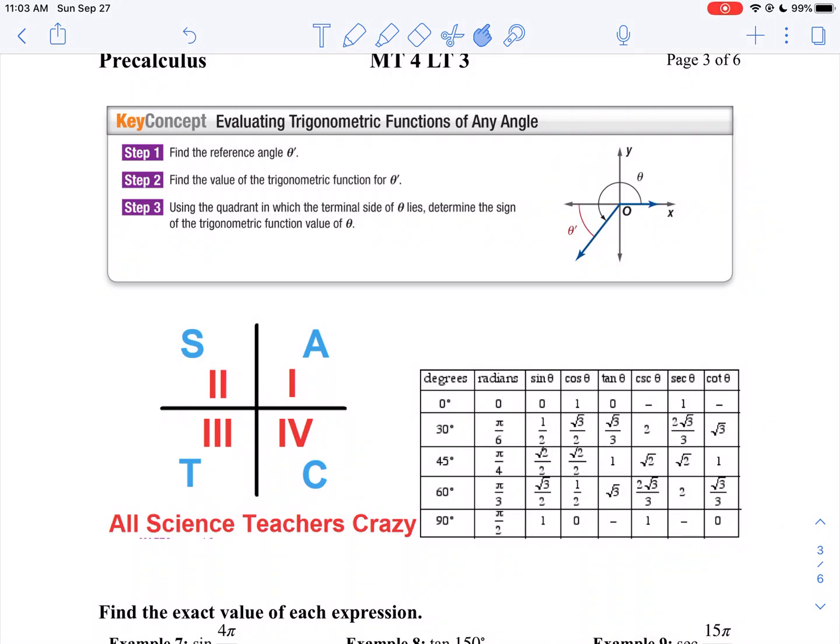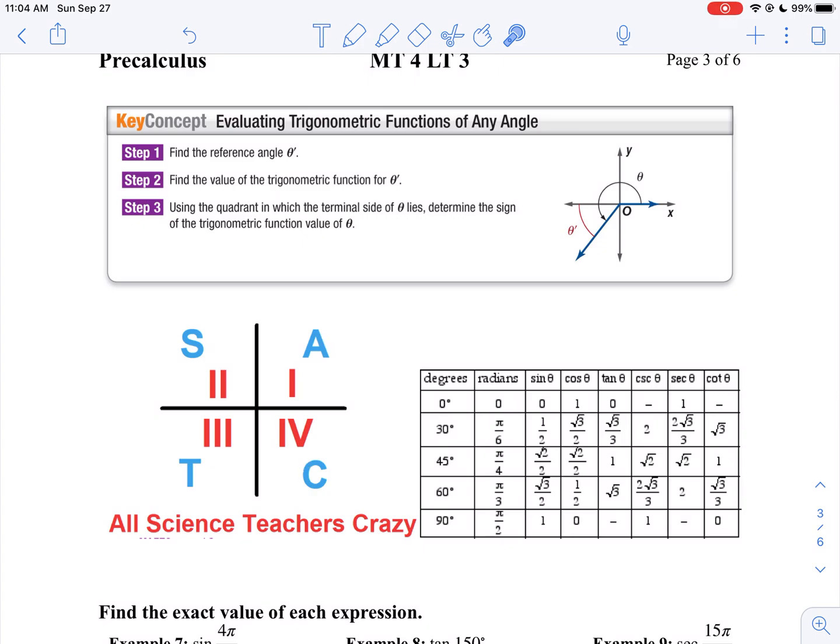In the third part of our seminar, we're going to evaluate trig functions of any angle. So here's what we need to do. First, we find the reference angle. Then we find the value of the trig function for that reference angle. Then we use the quadrant where the terminal side lies to determine the sign. Now there's an easy way to remember this.